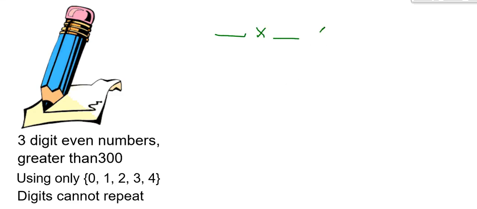I know I'm making a 3-digit number. Greater than 300 means that this is going to be a 3 or a 4. Even means that this has to be a 0, a 2, or a 4. And right away I can see that because I wrote a 4 in both positions, I've got a problem. If I start with a 3, all 3 of these are available to me as choices. But if I start with a 4, I can't put the 4 back in that position, so I would only have two choices.